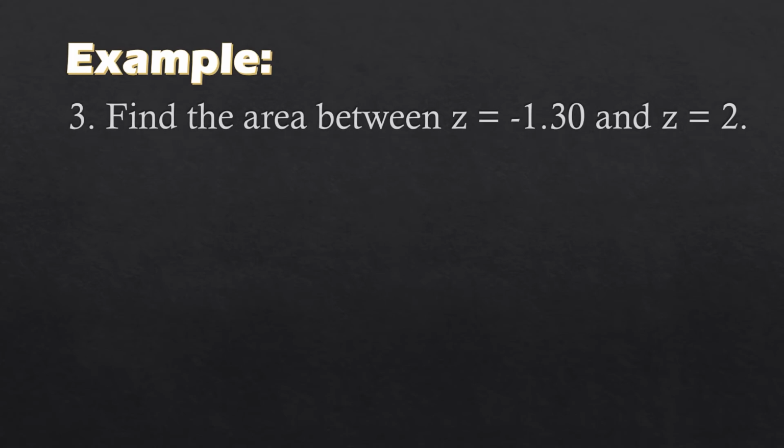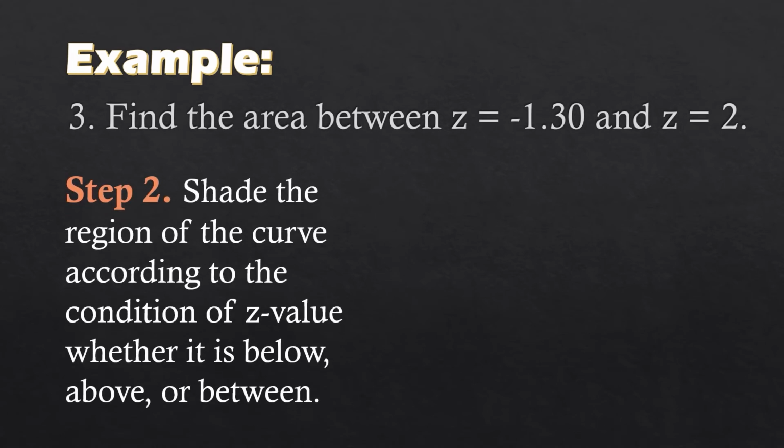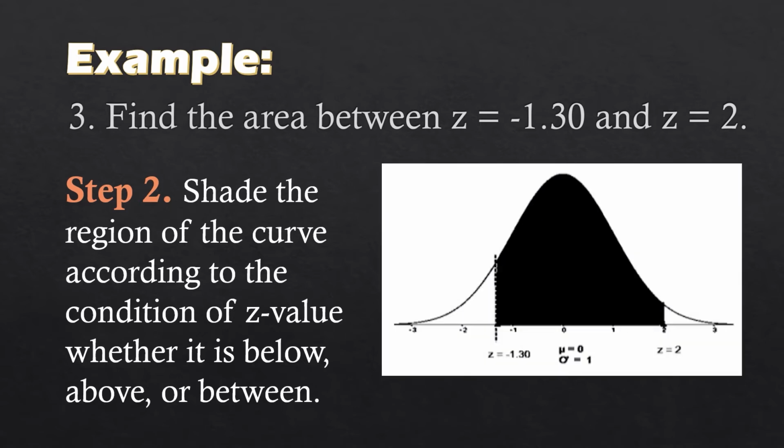Next, we need to shade the region of the curve according to the condition. So in between z equals negative 1.3 and z equals 2, here is the shaded region, which is in between the two z values.